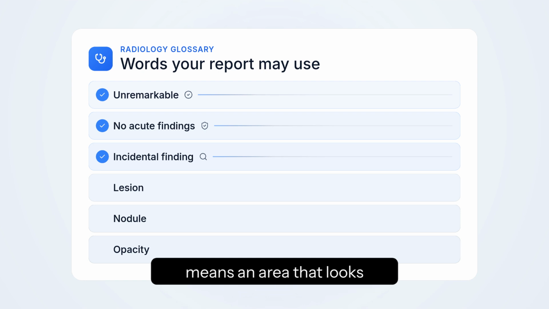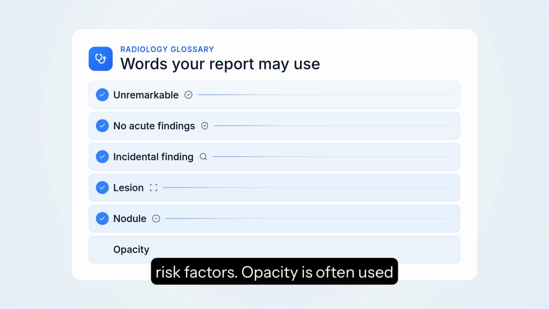Lesion simply means an area that looks different from the surrounding tissue. A lesion can have many causes and does not automatically mean cancer. Nodule refers to a small lump or rounded area seen on imaging. Many nodules are benign, while others may need additional evaluation based on their size, appearance, and your individual risk factors. Opacity is often used on chest imaging to describe an area that appears denser than expected. It is a description, not a diagnosis, and can have many different causes. These words help radiologists communicate precisely, but they don't provide the full clinical story on their own.